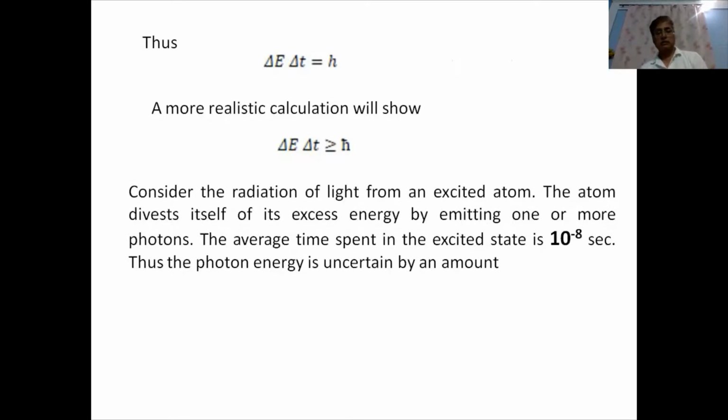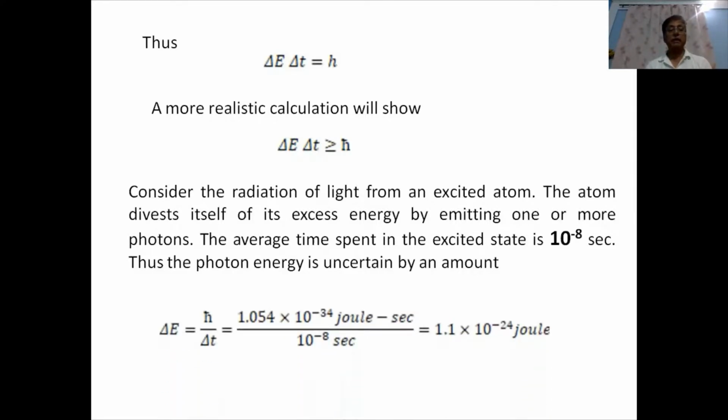Now consider, for example, the radiation of light coming from an excited atom. The atom divests itself of its excess energy by emitting one or more photons, as we have seen. The average time spent in the excited state is 10 to the power of minus 8 seconds. Thus, the photon energy is uncertain by an amount delta E equals H cross by delta T. Put the value of H cross, put the value of delta T as 10 to the power of minus 8 seconds, then the uncertainty in the energy is 1.1 into 10 to the power of minus 24 joule.